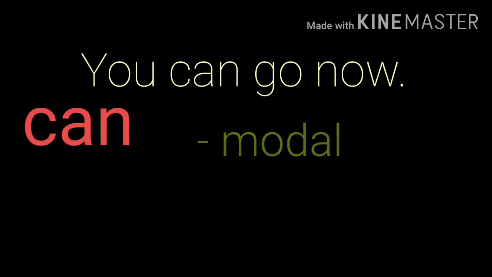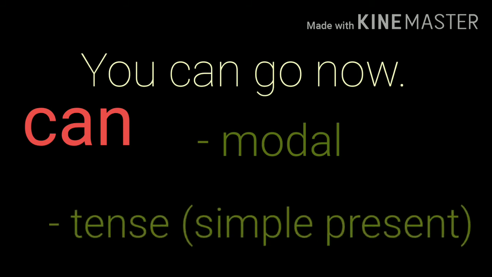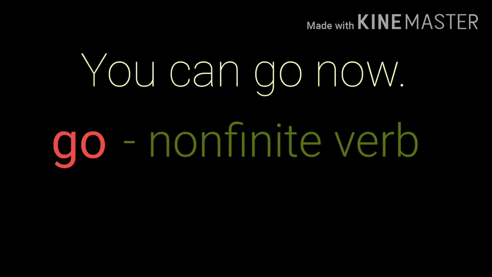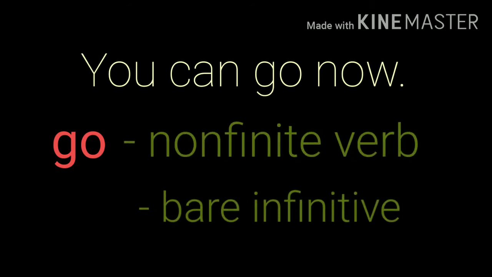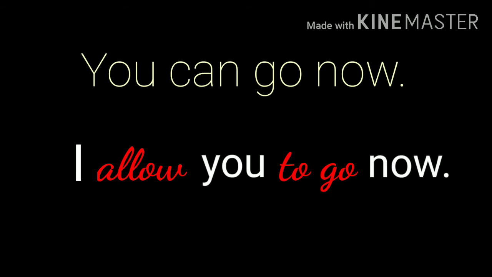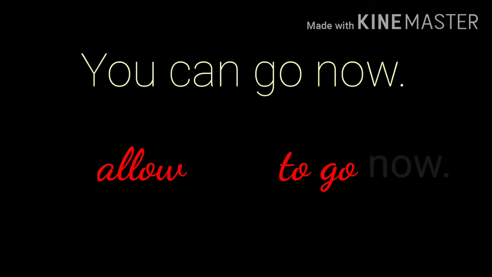In this case, the word can is a modal and shows the tense of the sentence, not the verb go. So the verb go is an example of a non-finite verb. Infinitive. You can go now can be otherwise understood as an altered expression for you can to go now. Now we don't say you can to go now, but I allow you to go now. That makes sense. Okay, so the to go phrase is getting replaced as you can go now.